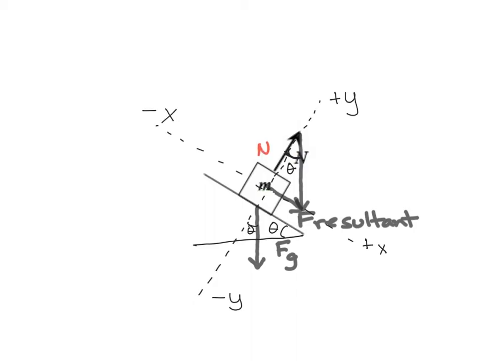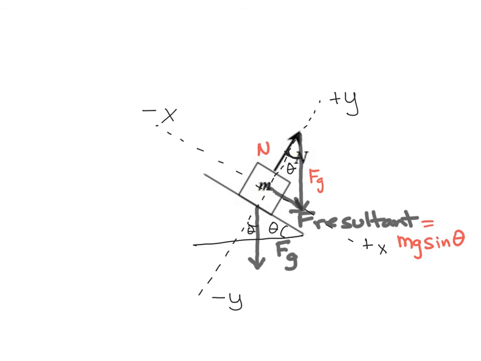So let's identify the parts of that triangle. This part, of course, is the normal force. This is the force of gravity. So that force resultant, if you take a look, with that angle right here being theta, and this being the hypotenuse, makes the force resultant right here mg times the sine of theta. And that is the force down the ramp.